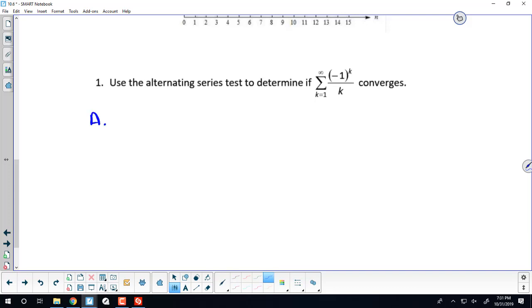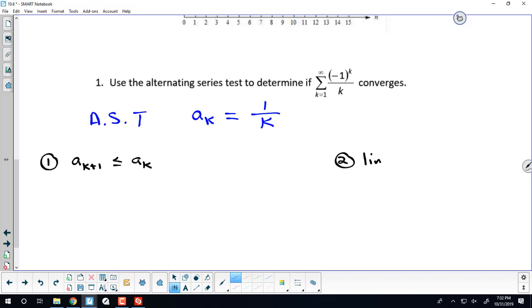So I'll just abbreviate that alternating series test. What is our a sub k here? 1 over k. Just 1 over k, right? We ignore the alternating part to determine what a sub k is, specifically for the alternating series test. Okay, then we've got 2 conditions to verify for convergence. One is a sub k plus 1 less than or equal to a sub k. And 2, what's the limit at infinity on that term?